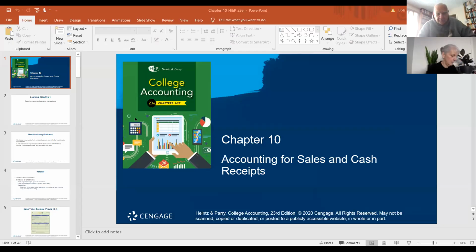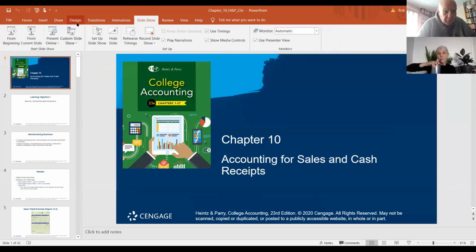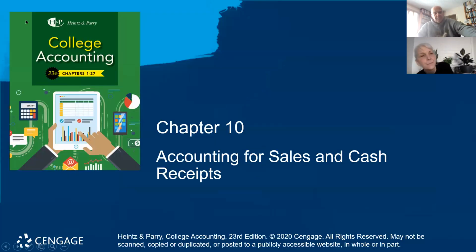All right. Let's see what we got here. We're skipping chapters 7, 8, and 9 till the end of the class, right? Right. And the reason is that 7 and 8 are about payroll, and 9 is about bank reconciliations and things. So we'll go into chapter 10. We'll learn a couple of new accounts. And let me get my slideshow going the way I like here. All right, here we go.